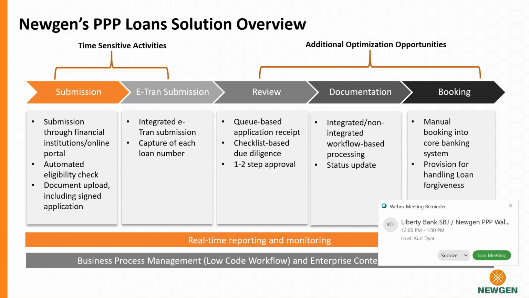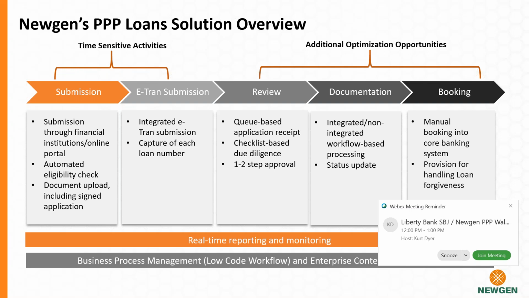So here on the slide, you can see an overview of Newgen solutions for the PPP loans. What we have done to respond to this scenario is we have divided the process into two parts. The first part is where there are activities which are very time sensitive, so the activities that we want to be able to complete as soon as possible. Then the second part, there are activities which do not necessarily have that urgency and can be handled at a later time.